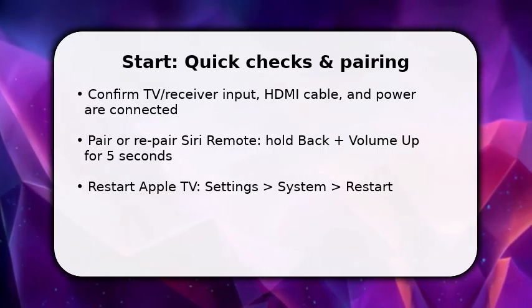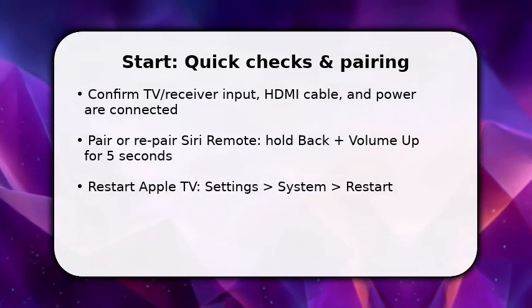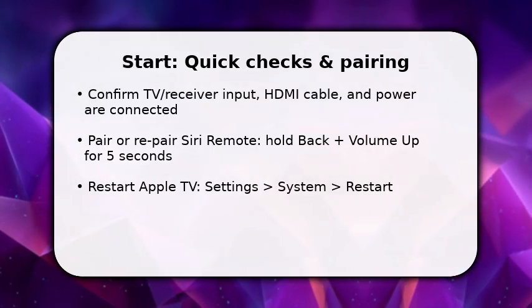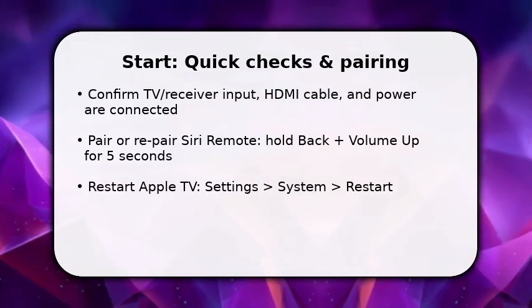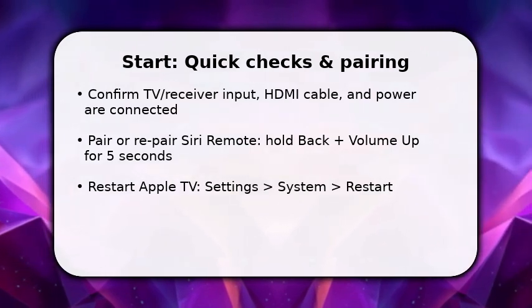Next, pair or repair the Siri remote by holding back and volume up until pairing appears, because an unpaired remote won't control volume. Once done, restart the Apple TV from Settings, System, Restart so the cache is cleared, and the device renegotiates audio with your TV or receiver.